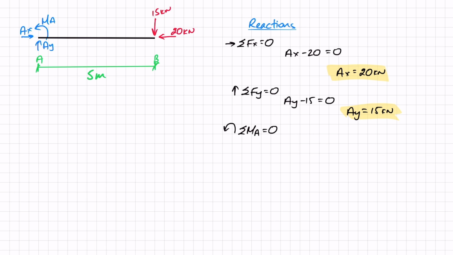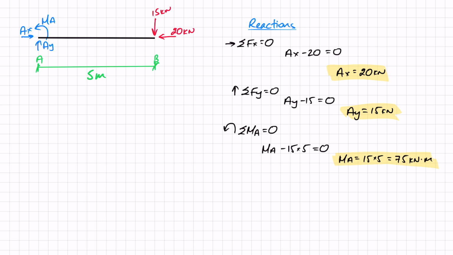In that case, I've got MA. That is the reaction moment at the fixed end. I've also got that 15 kilonewtons giving a negative moment, so minus 15 times the distance, which is 5. We can see here that 20, AX, and AY all pass through point A, therefore there's no distance and they don't contribute a moment. So that is all I have. And so MA works out as 15 times 5, and that gives me 75 kilonewton meters.